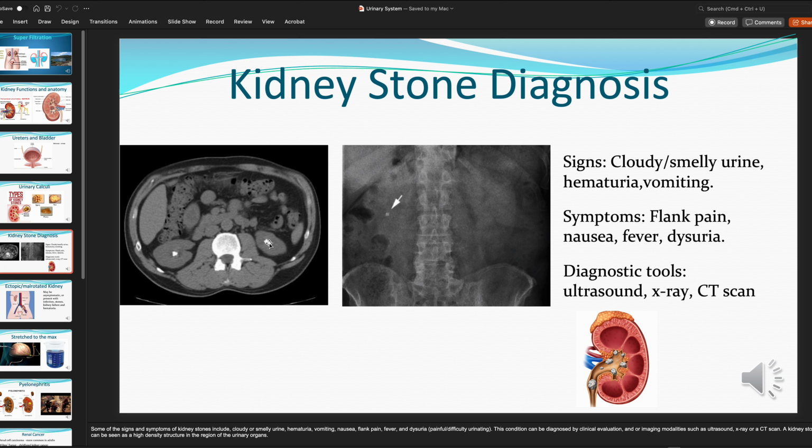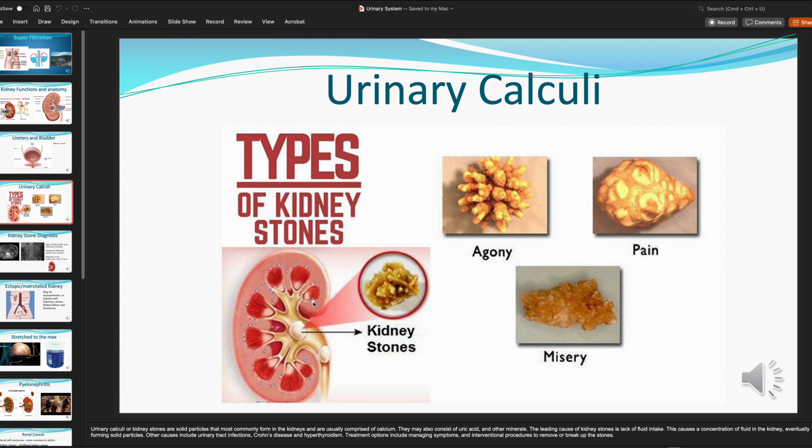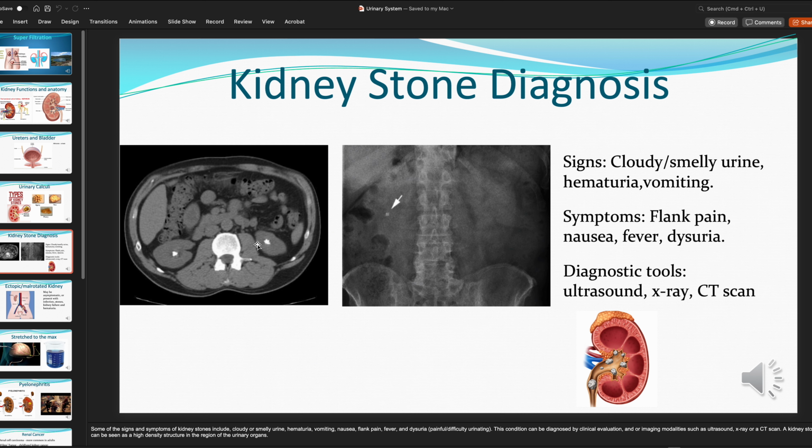And remember from earlier discussions that things show up as white if they are high in atomic number or high density, or dense structures. So the bone is white, and so likewise the kidney stone is a dense structure made of calcium sometimes, and it shows up as white. So we don't need contrast for that. So typically if a patient shows up for a CT scan for kidney stones, they don't give any type of contrast.